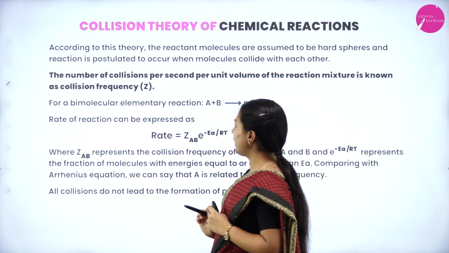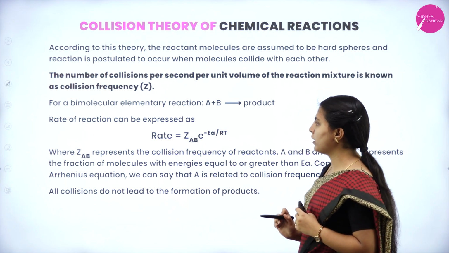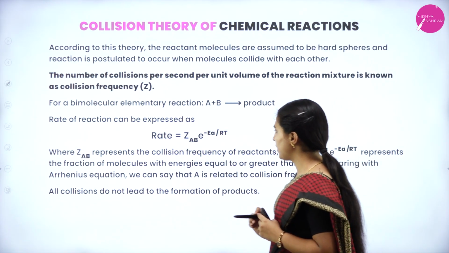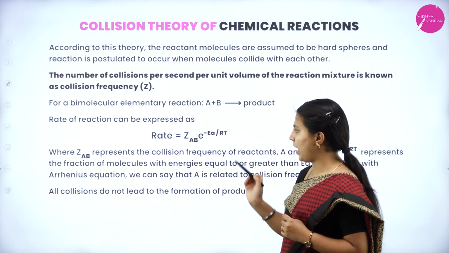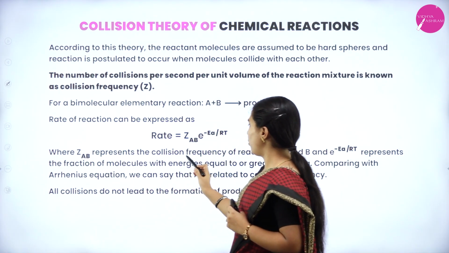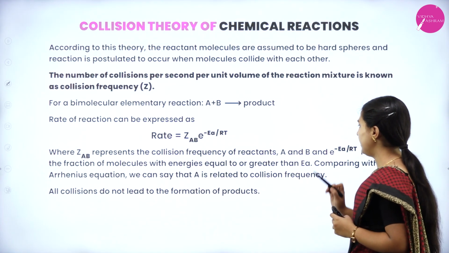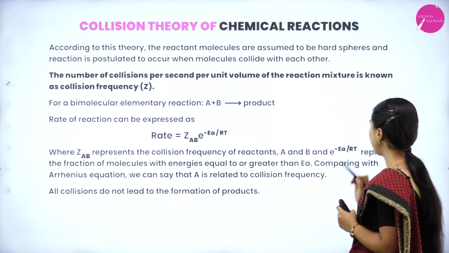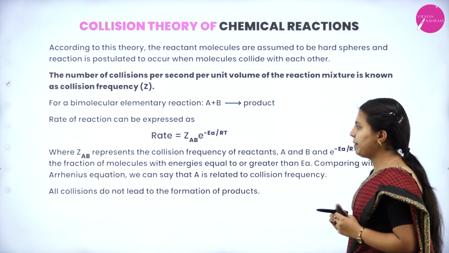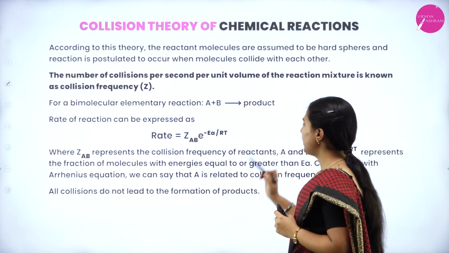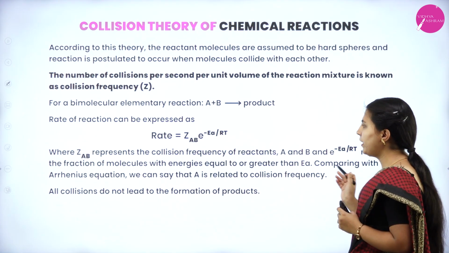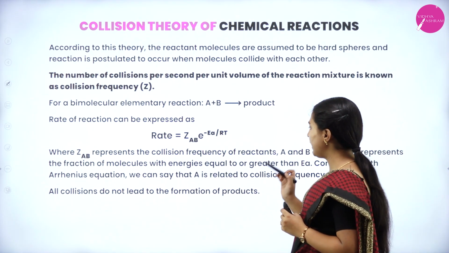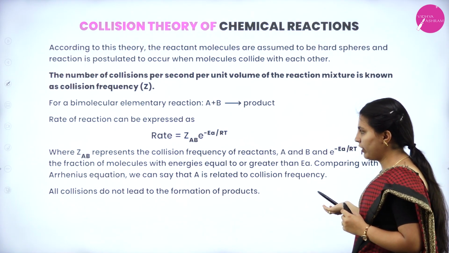For a bimolecular elementary reaction A plus B gives product, the rate of a reaction can be expressed as rate equals ZAB exponential of minus EA by RT. ZAB represents the collision frequency of reactants A and B, and e to the power minus EA by RT represents the fraction of molecules with energies equal to or greater than EA. Comparing with the Arrhenius equation, we can say that A is related to collision frequency.